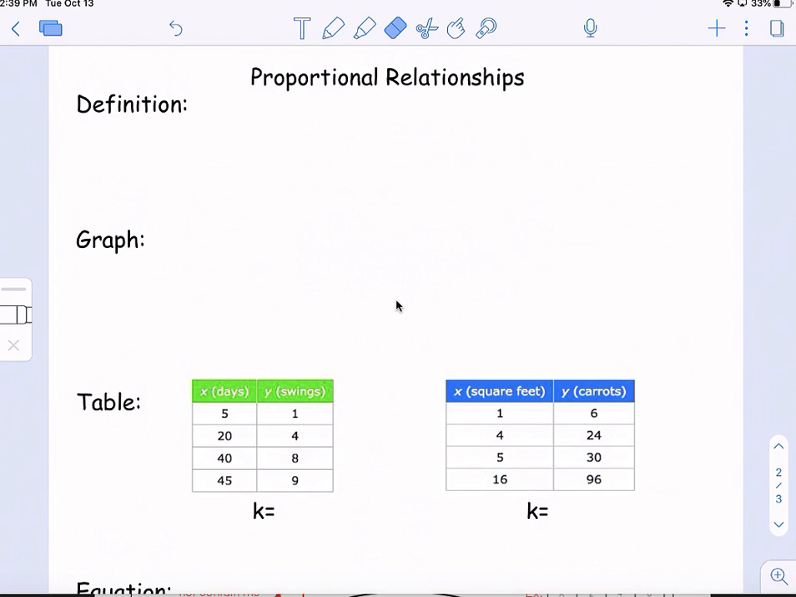Go over proportional and non-proportional relationships. So we're going to start with proportional relationships and what that means.